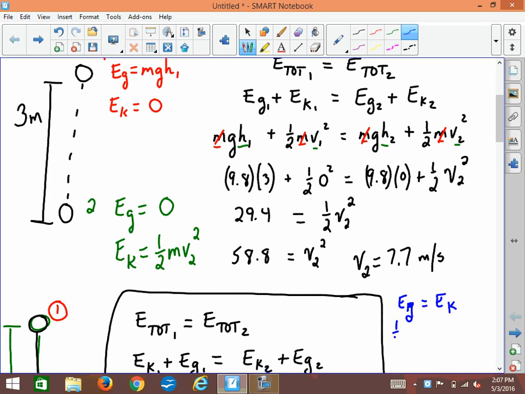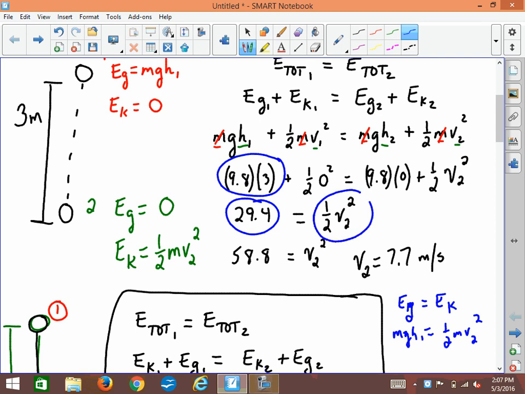And you just get 1/2 MV, I'm all backwards, sorry. Everything was going well until I switched to blue. MGH1, and this would be 1/2 MV2 squared. You could get right to there, but that's what we did, right? Because look, MGH1 is right here, and 1/2 MV2 squared is right there. So you could use this, and you could skip to that. Once you get the hang of it, you'll recognize some shortcuts as you go.